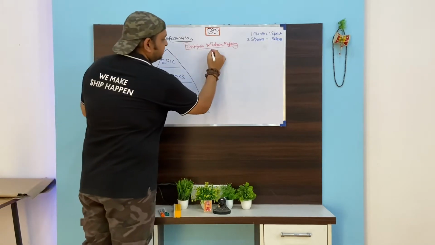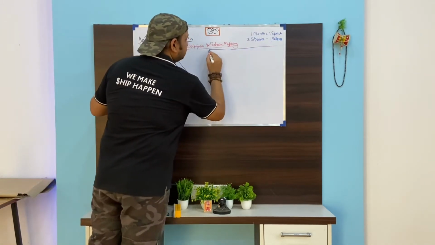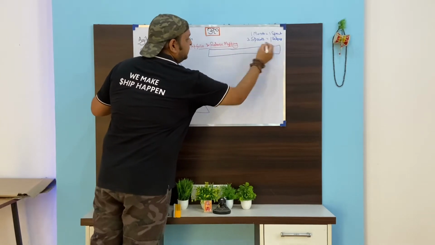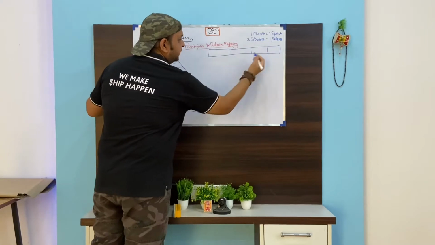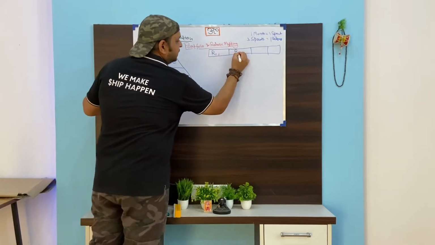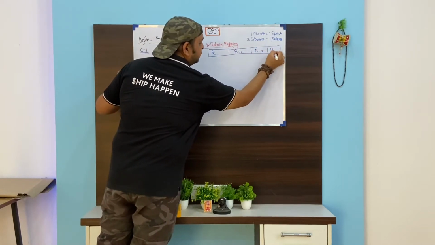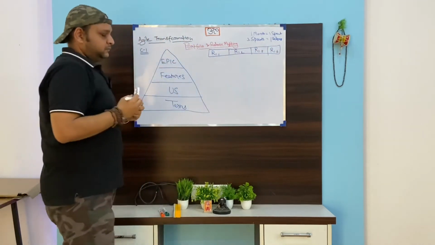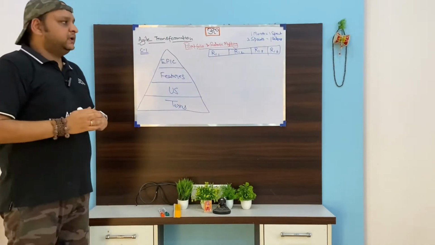So what happens? This is the release calendar of a year. This is R1.1, R1.2, R1.3, and R1.4. So these are the 4 releases this organization will have during the year.